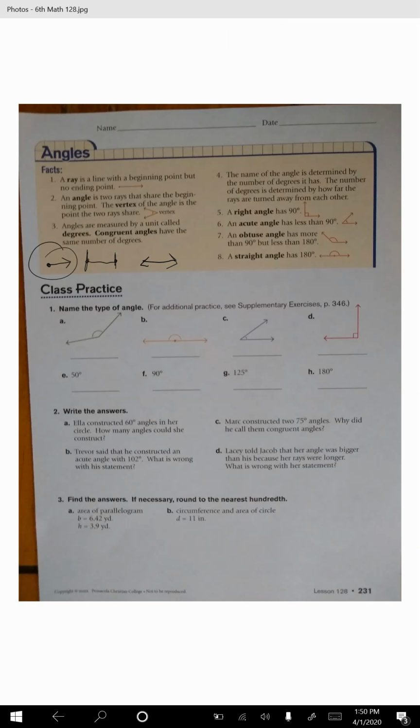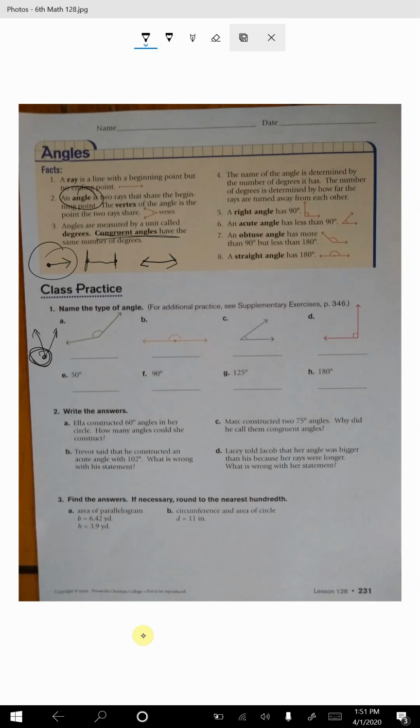All right, so this is a ray. It starts in one spot and goes on indefinitely in another direction. So angles are made out of 2 rays. So you take one ray going like that, one ray going like that, and then you get an angle. So an angle is 2 rays that share one point, and this one point is called a vertex. Angles are measured by a unit called degrees on your protractor. Congruent angles have the same number of degrees, so 2 90-degree angles would be congruent.